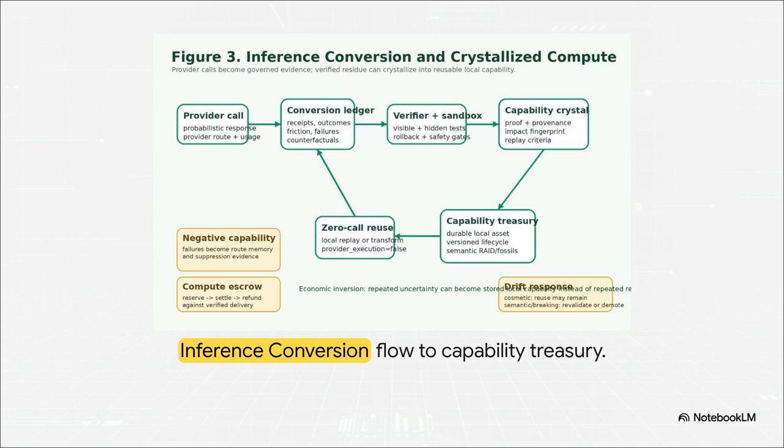It starts with a probabilistic provider call, but instead of just vanishing into the ether once you read the output, it hits a conversion ledger. From there, it enters a verifier sandbox where it is rigorously tested. We're talking both visible and hidden tests. If it passes, that verified residue condenses into a capability crystal. That crystal is then stored in the capability treasury as a highly durable local asset. The next time the system sees this exact same problem, it doesn't need to guess or call the cloud at all. It uses zero-call reuse, relying entirely on the stored crystal.